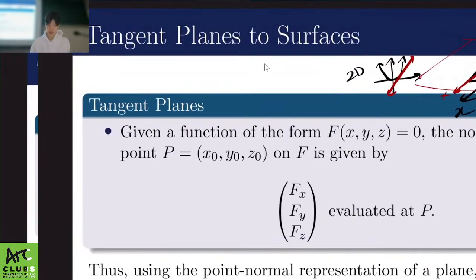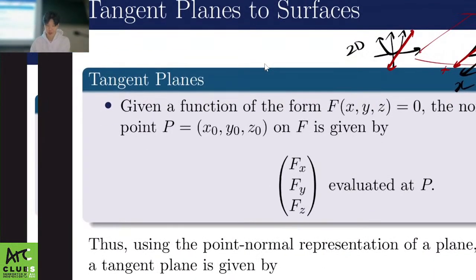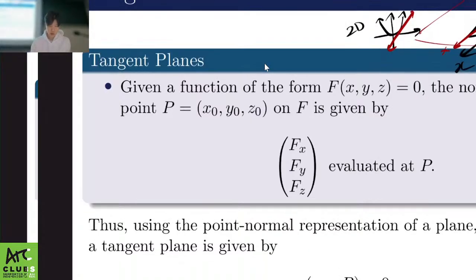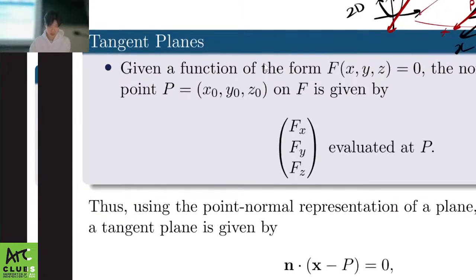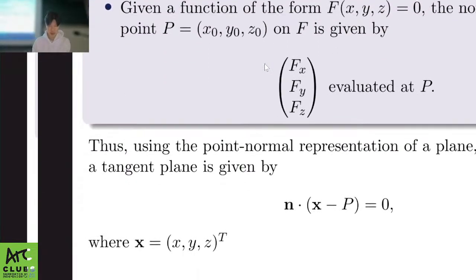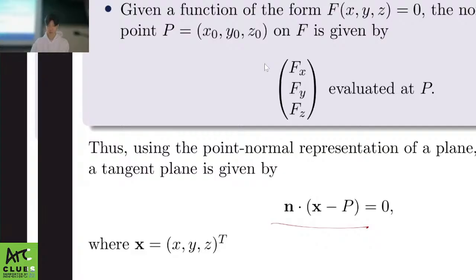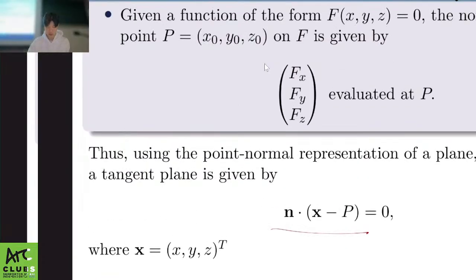So if we're given a function in the form f(x, y, z) = 0, the normal vector at the point P, so let's say I call this point here P, the normal vector, which is given by this, is the partial of f with respect to x, with respect to y, with respect to z at P. And then we can use the point normal representation of the plane, and from this we can find the Cartesian equation.